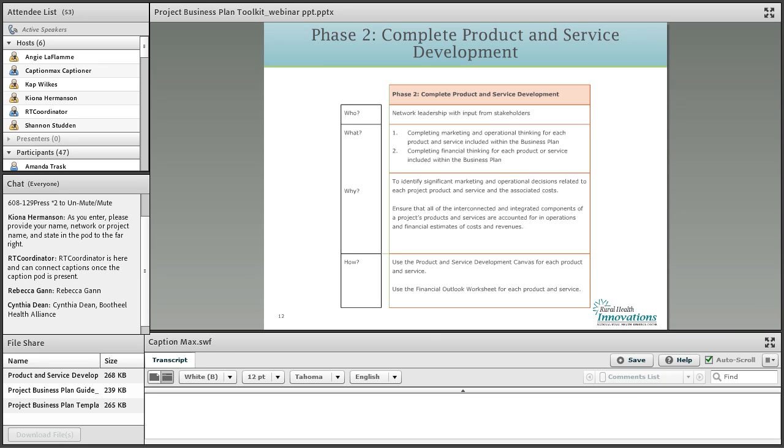I'm not sure why I'm not able to forward slides. There we go. All right.